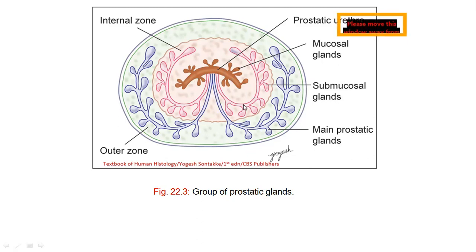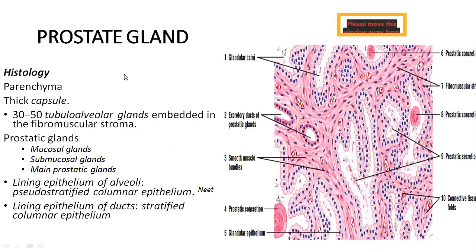You can see we have mucosal glands, submucosal glands and main prostatic glands. Three different colors have been used: mucosal, submucosal and main prostatic. This is the outer zone, and this is the internal zone. So these are all groups of prostatic gland. The prostate gland predominantly has glandular tissue. Histology of the prostate is very, very important.